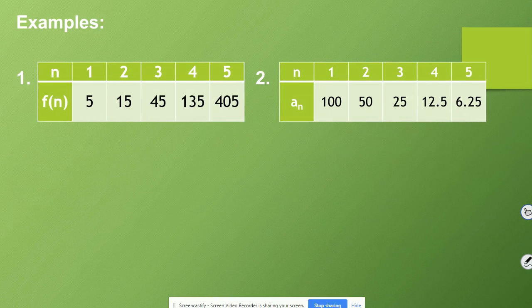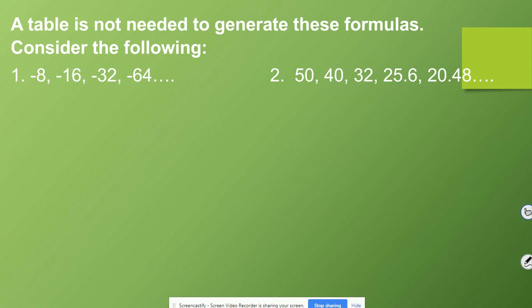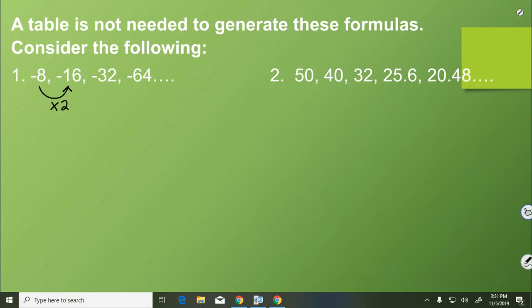All right, so again, typically you're not going to see these kind of sequences in a table format. So let's see what it would look like. So here, again, we have some patterns we have to look at. So -8 to -16, we multiplied by 2. -16 to -32, again, I multiplied by 2. And -32 to -64, again, I multiplied by 2, making my common ratio 2, and my first term -8.